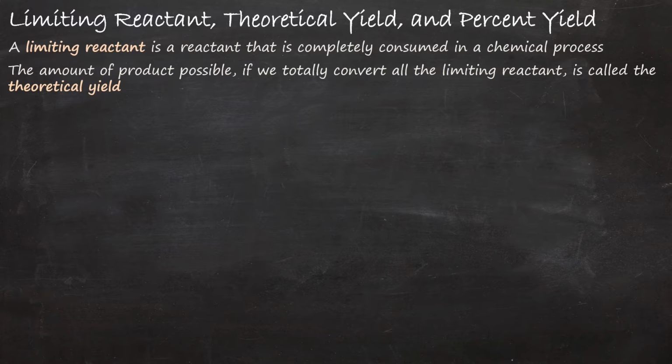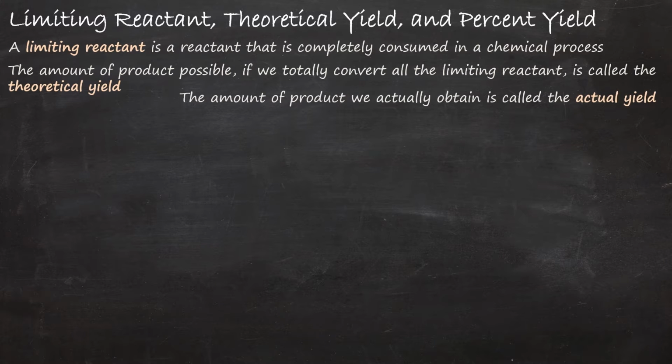Now, since we live in the real world, and there are many ways we can lose products in our efforts to isolate them, we almost never expect to obtain the full theoretical yield of product. The amount of product we can expect to obtain in a reaction is called the actual yield. I know, not the most original of names.